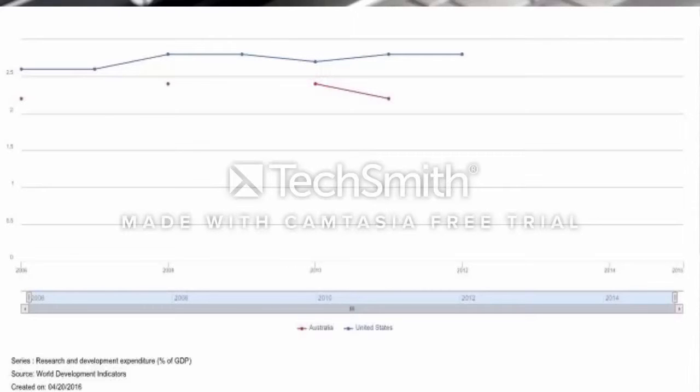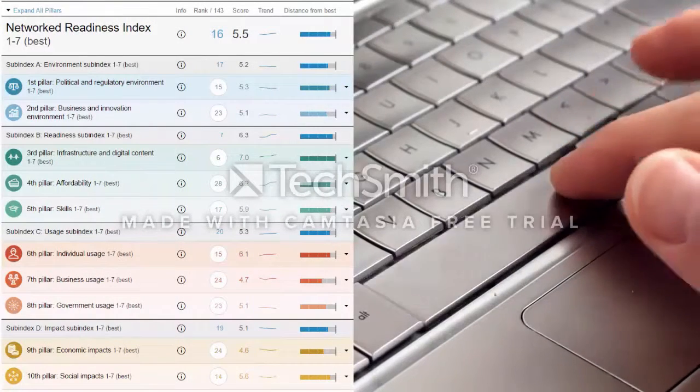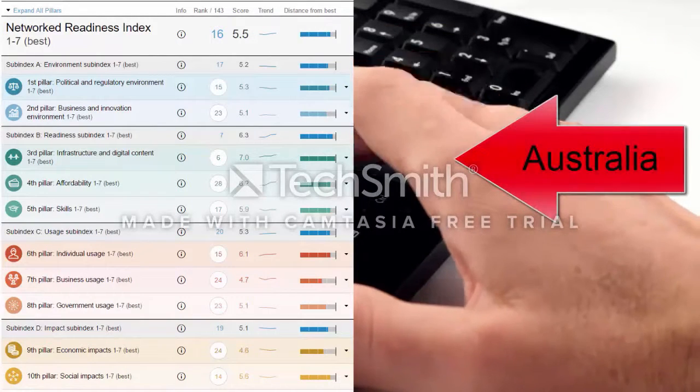The last recorded data in the World Bank for Australia indicates that spending on research and development has seen a slight decline. When looking at technology, it is also important to consider the Network Readiness Index.